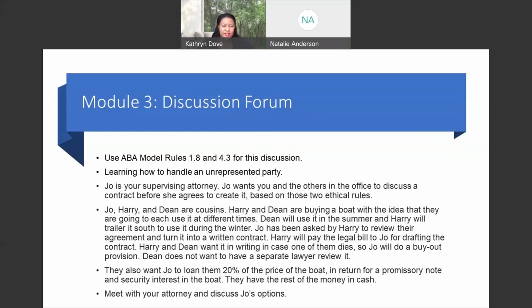So Dean would need a separate attorney to review the case. And Harry wants Joe to be his lawyer. And really, Harry might need to seek outside counsel too, because Joe has an interest in this transaction that might be opposite of Harry and Dean's interest, since he's going to become their creditor.